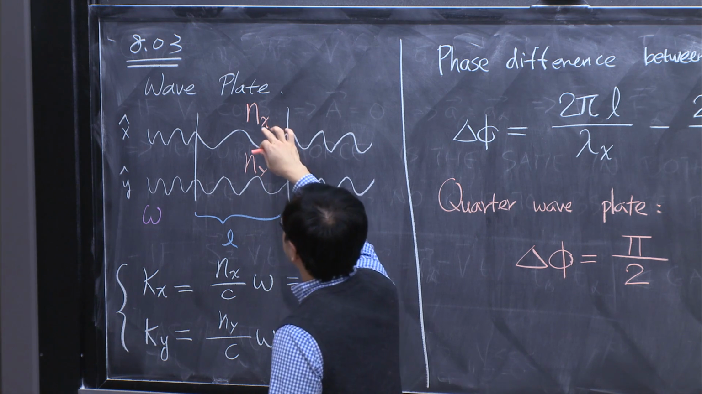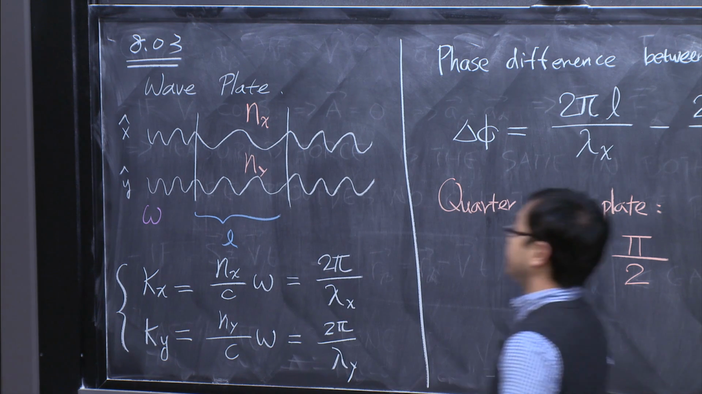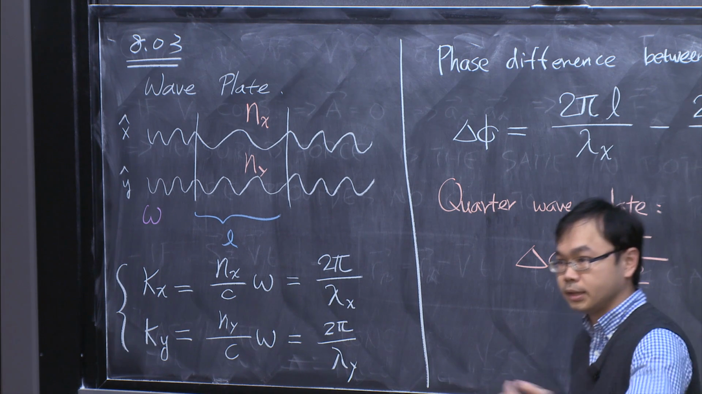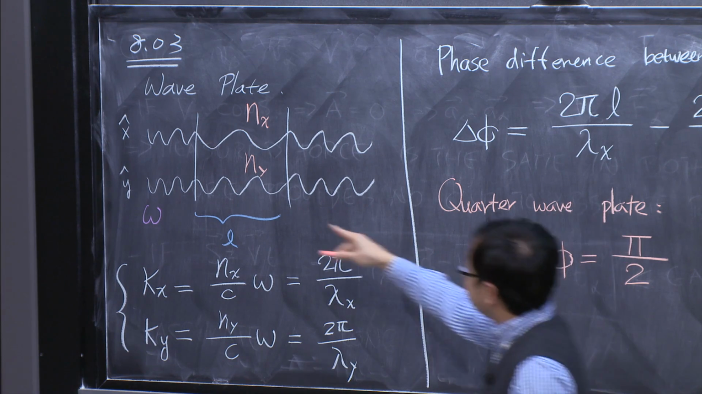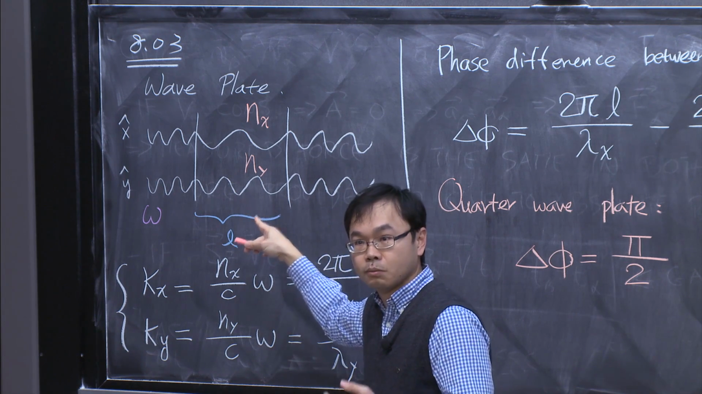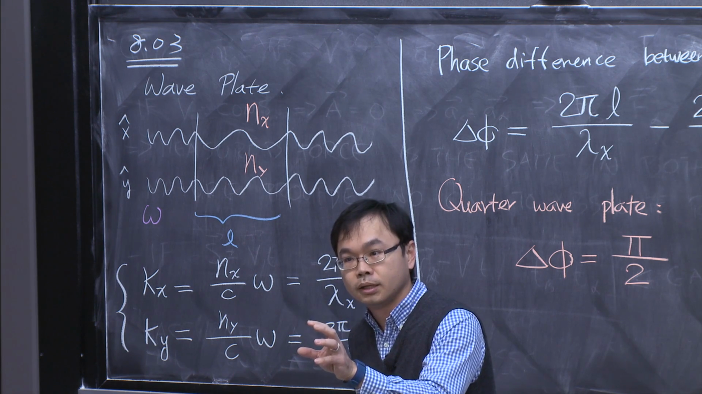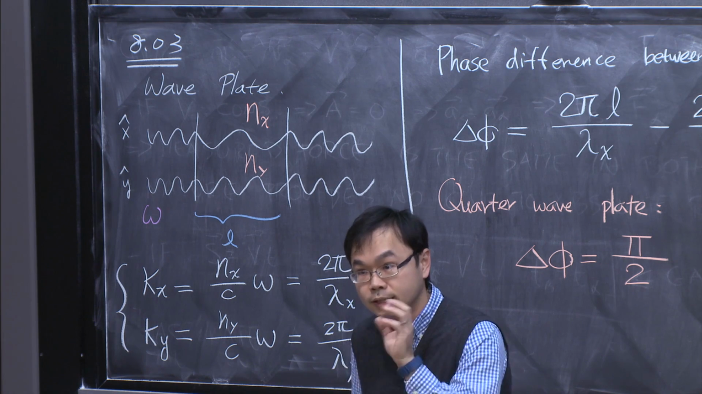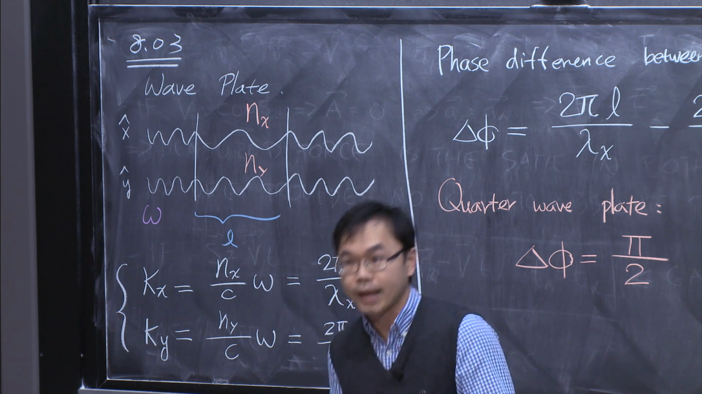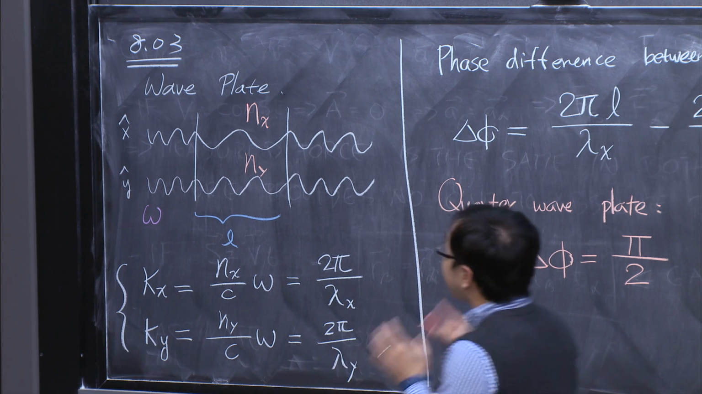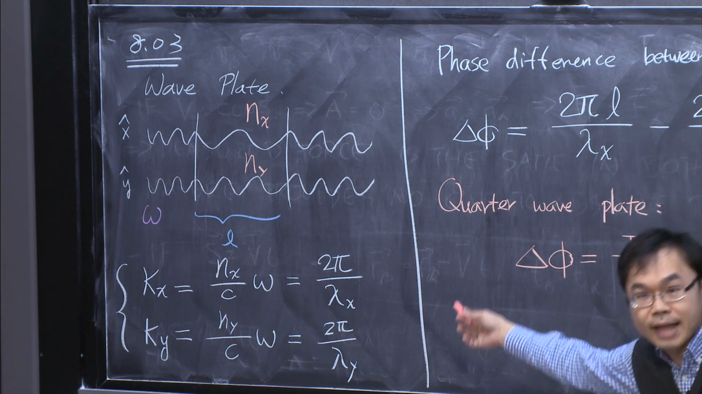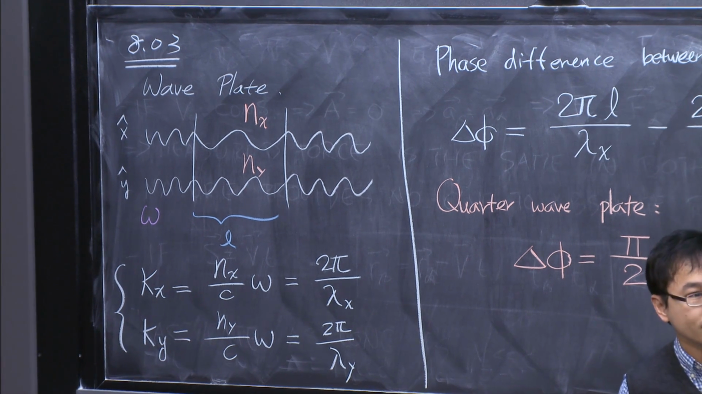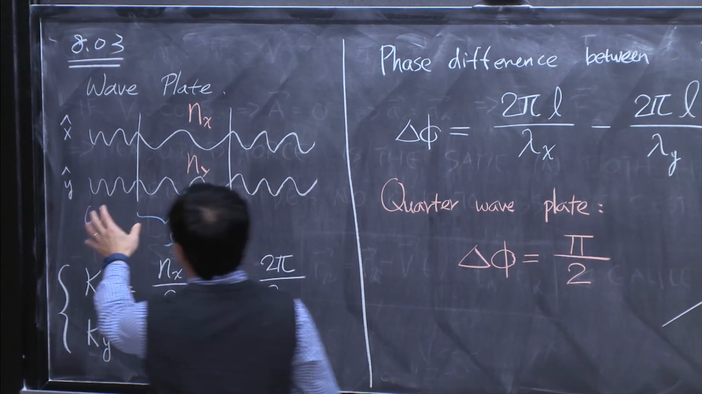And if nx is different from ny, what is going to happen is that when an incident wave passes through this wave plate, the delay in phase in the x component will be different from the delay in phase in the y component. And that is how we can make use of this to create elliptically polarized or circularly polarized waves. So let's take a look at this example together.